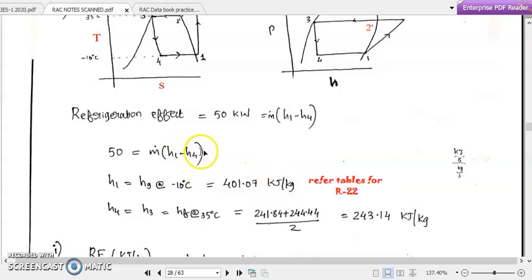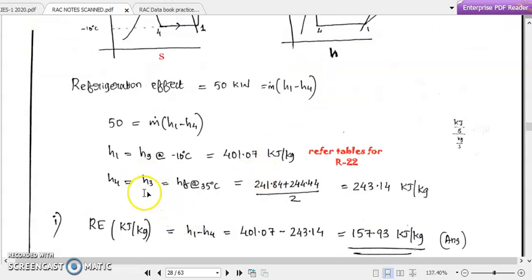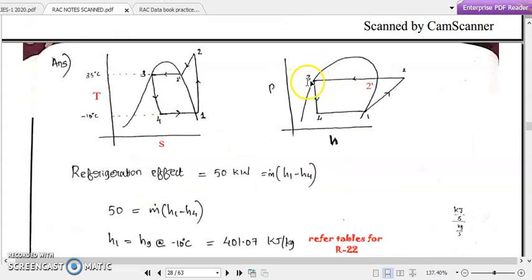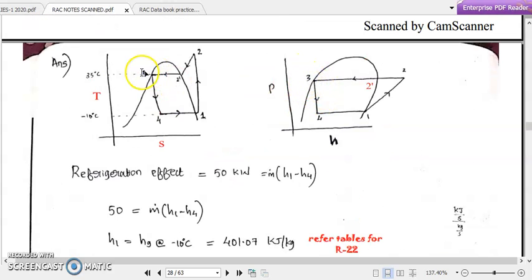Now we need to find the value of H4. Again we look at the pressure-enthalpy diagram. What is H4? It is nothing but H3, because it is a constant enthalpy process from 3 to 4. But what is H3? What is the state of refrigerant at point 3? It will be the saturated liquid state, so the Hf value, where f stands for fluid. At which temperature? The temperature corresponding to point 3 is 35 degrees Celsius.